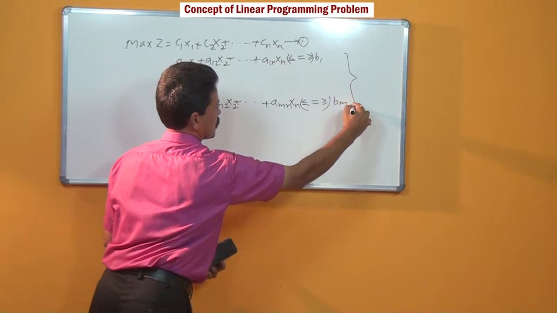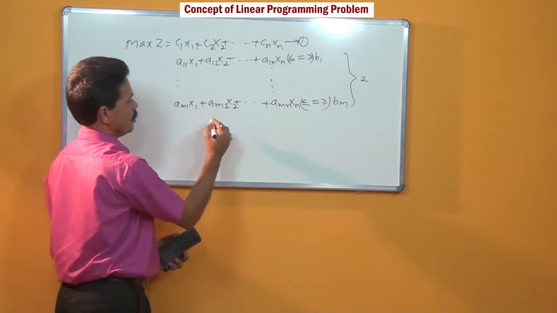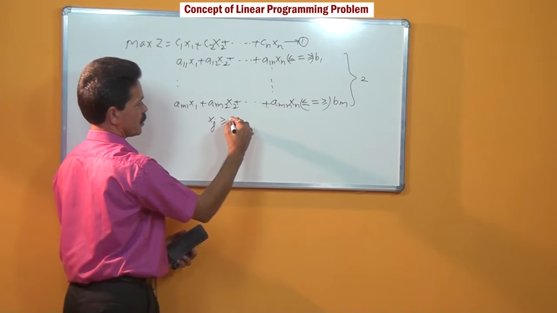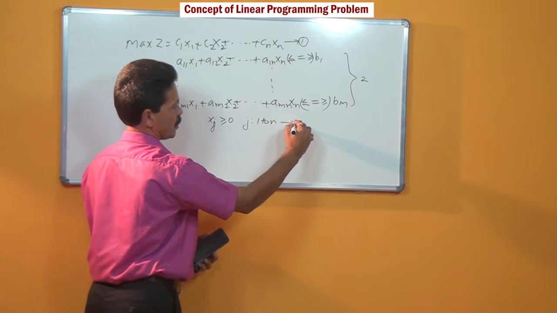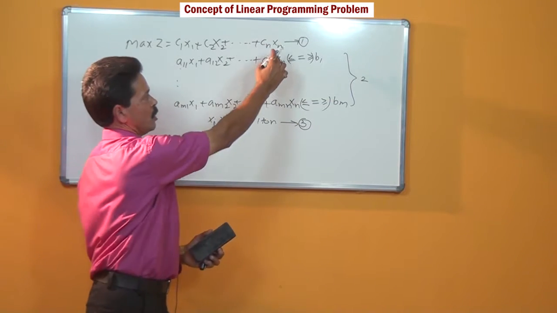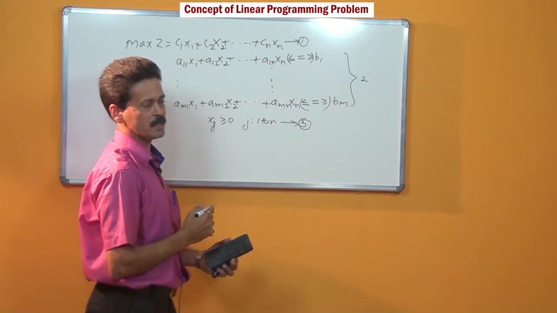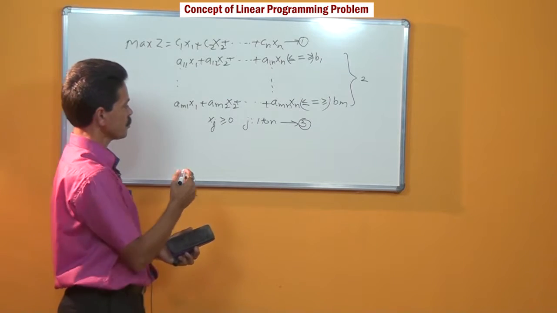I will call this set of constraints equation 2, followed by non-negative restrictions xj greater than or equal to 0, j = 1 to n. I will call it 3. Here 1 is called the objective function, 2 is called the set of constraints, and 3 is called the non-negative restrictions.